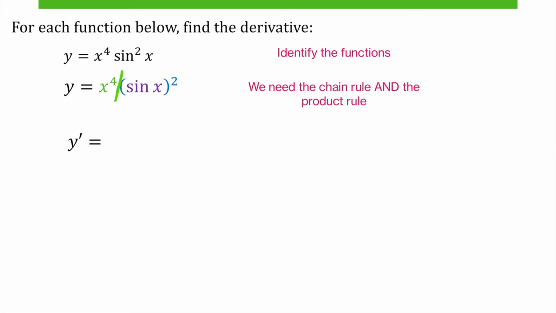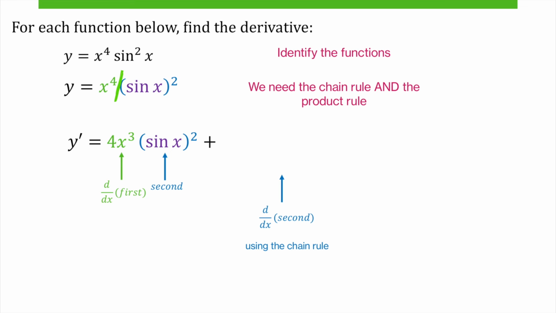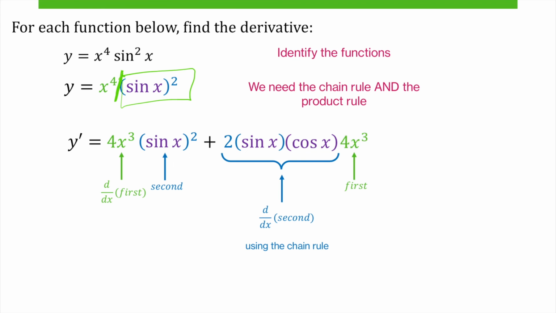Okay, using the product rule, we take the derivative of the first, which is 4x cubed, times the second. The second just stays the way it is, plus the derivative of the second. Now this time we need to use the chain rule. So we've got the derivative of the outside function, keep the inside the same, times the derivative of the inside, so the derivative of sine x is cosine x. So that's the derivative of the second term, and then multiply that times the first.